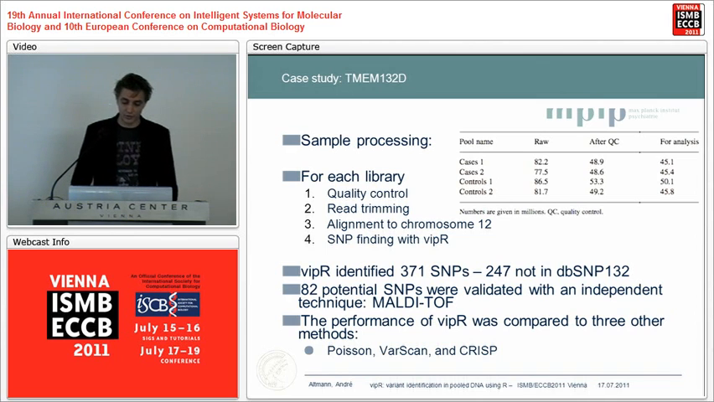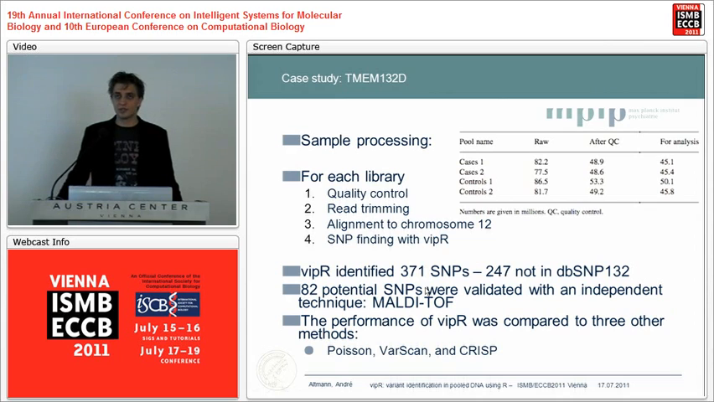And we used the tool vipR for SNP finding. What we did, we identified 371 SNPs, of which roughly 250 are not listed in SNPDB 132, the latest release. So we had 82 potential SNPs, or potential positions, validated with an independent technique, the MALDI-TOF technique.